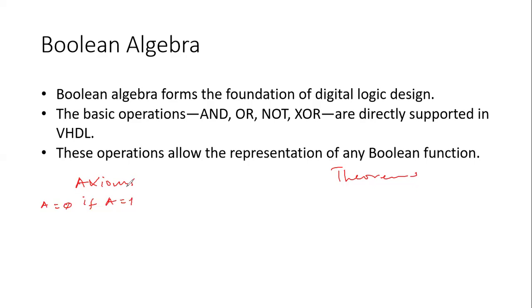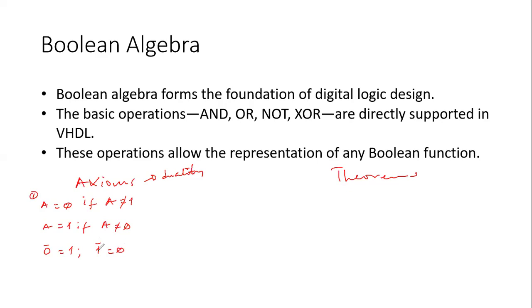So if A is 0, then it cannot be 1. The axioms also obey the duality principle. So if A is the same as 1, which is duality, then A cannot be 0. This is the first axiom. The second axiom is that the complement of 0 is 1. If we consider the duality, then the complement of 1 will be 0.